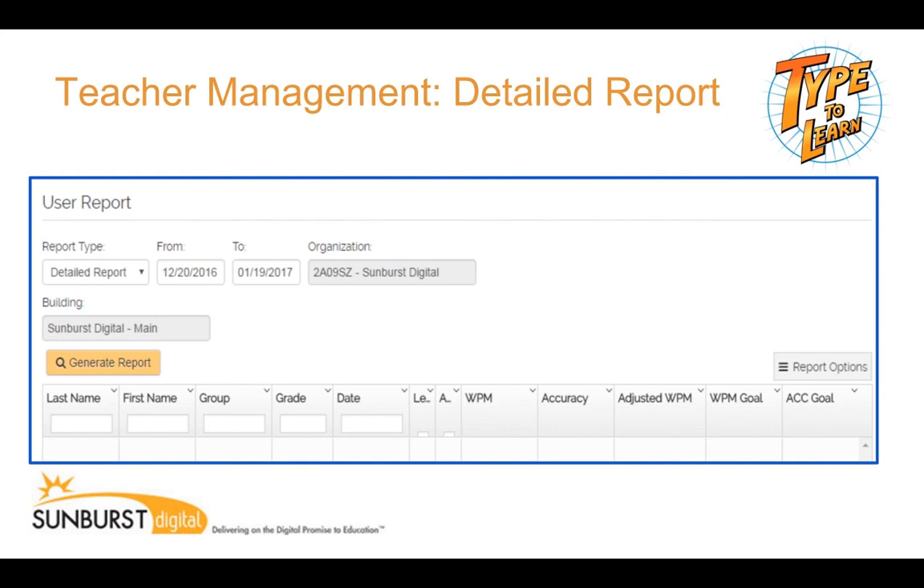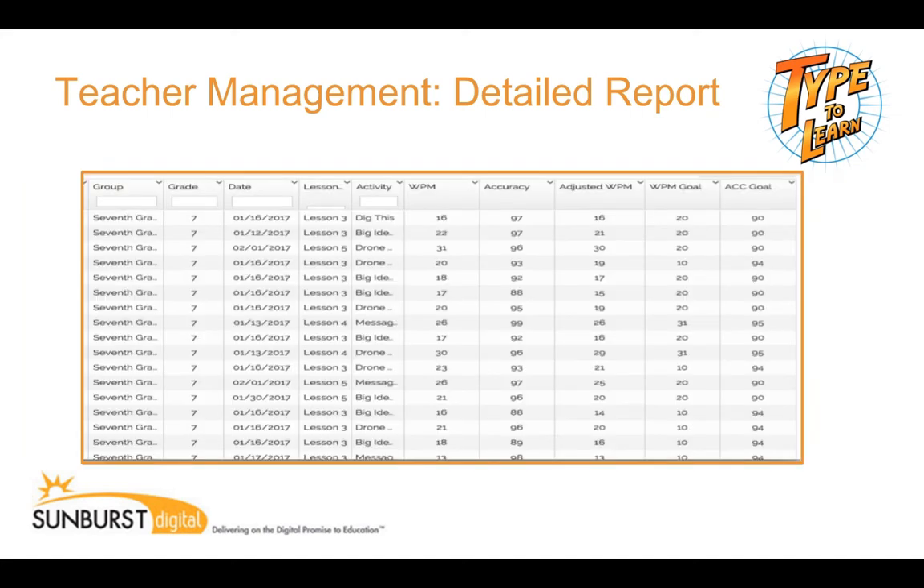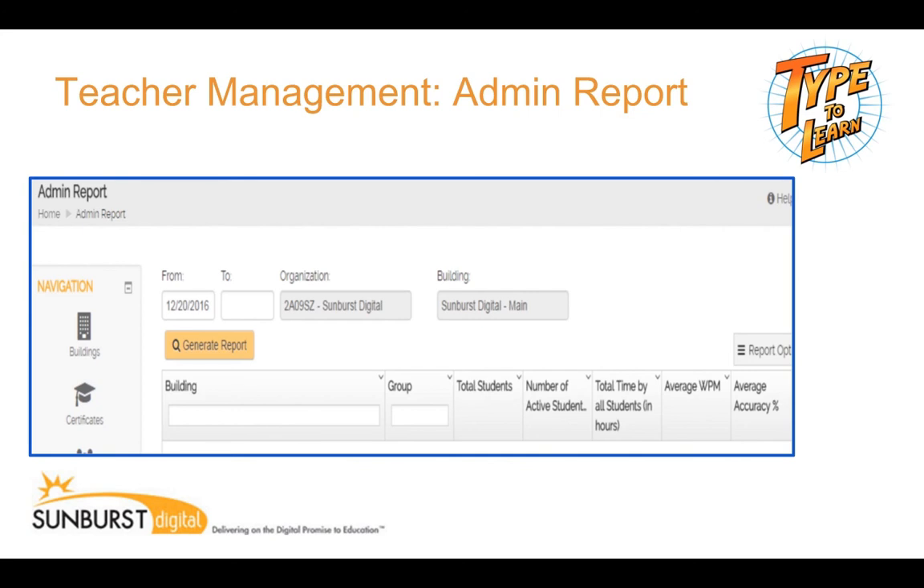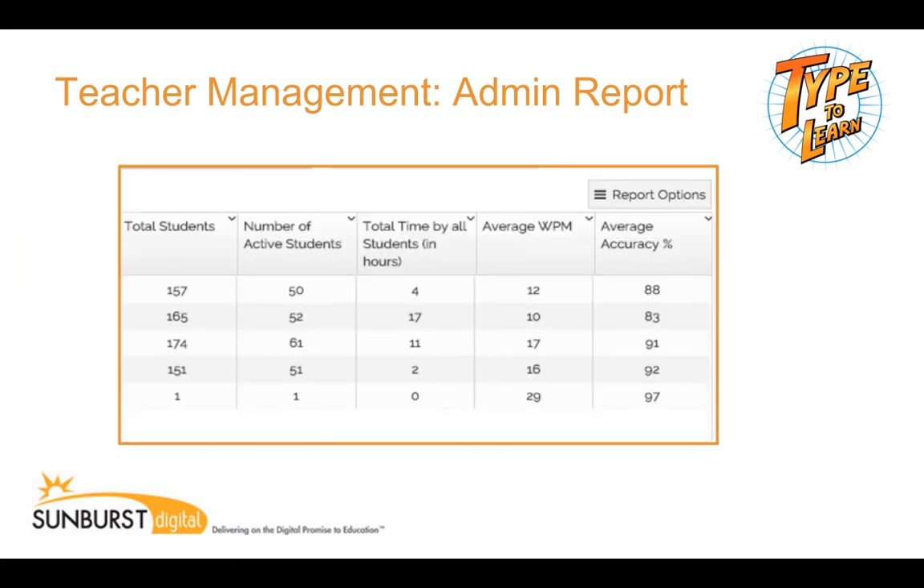The detailed report will show words per minute, accuracy, and adjusted words per minute for each lesson, activity, and assessment. And here is an example of the detailed report. The admin report shows a detailed summary of active students, usage, average words per minute, and average accuracy scores. And here is an example.